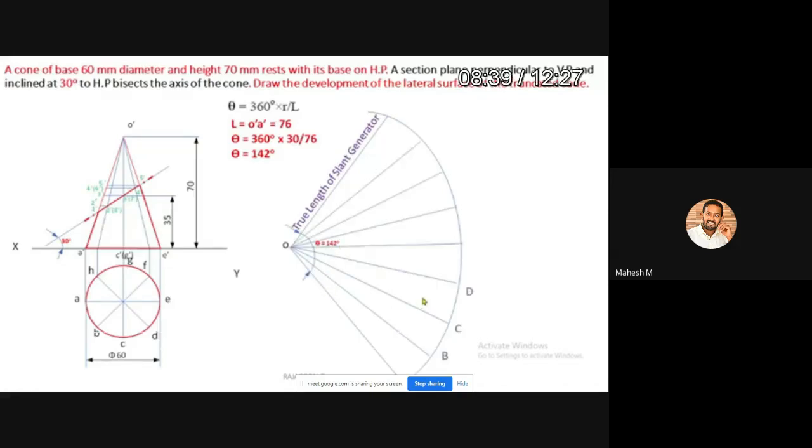Okay, similar to that, you can divide the particular angle into 8 equal parts. So 142 degree divided by 8. So you'll be getting the angle for single portion. So this particular angle will be available. Then you can mark the notations. So what are all the notations? Similar to our previous problem, the first point is A and second point is B and third one is C, fourth one is D, fifth one is E and F, G, H and the final point is A.